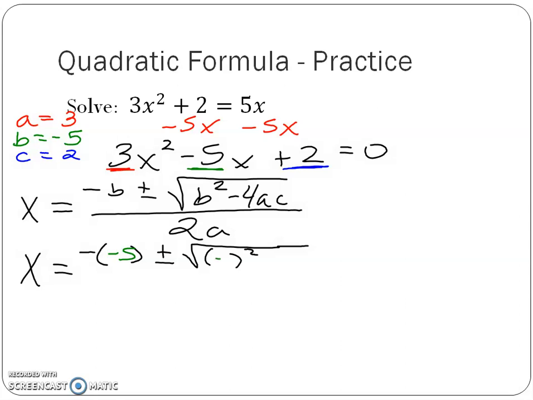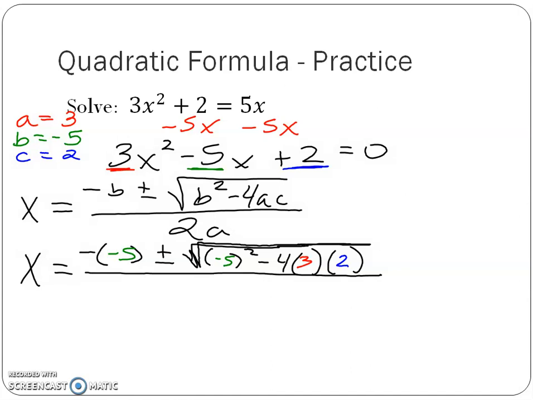So that would be a negative 5 squared minus 4 times my a, which is 3, times my c, which is 2. And all that's underneath the square root there. And that is all divided by 2 times my a, which we said my a was a 3. Okay?